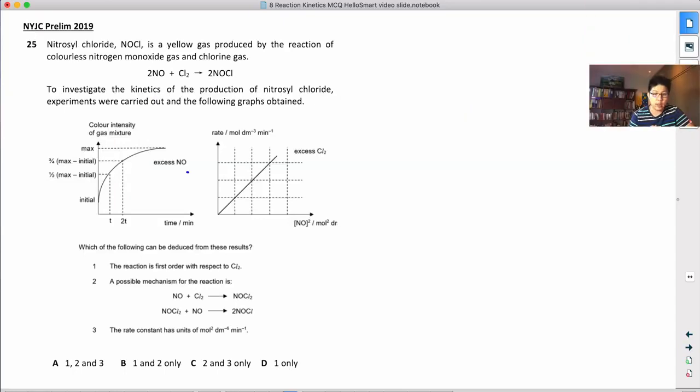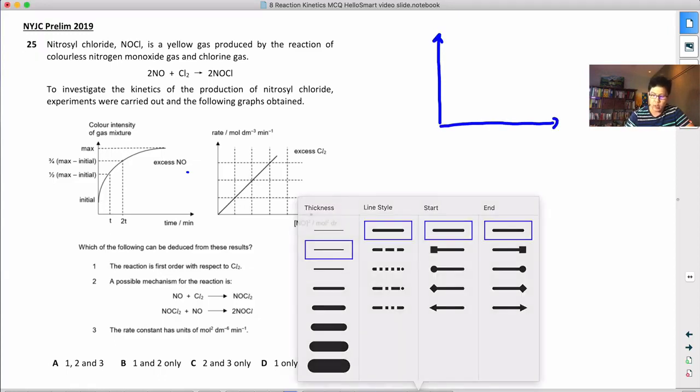All right, so NO plus Cl2 give you NOCl, and NOCl they say is a yellow gas. Okay, so they gave you two graphs. One is color intensity of the gas mixture versus time. But how do you interpret a graph like that? One thing you need to know is this. You have to go back and revise a bit of your kinetics.